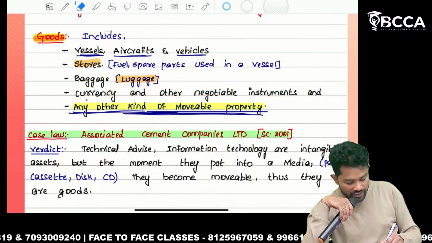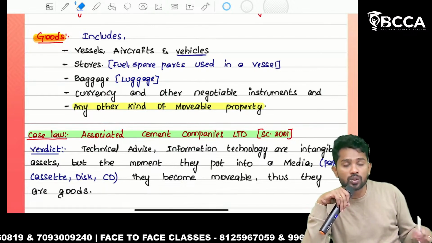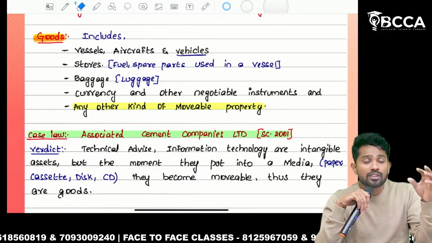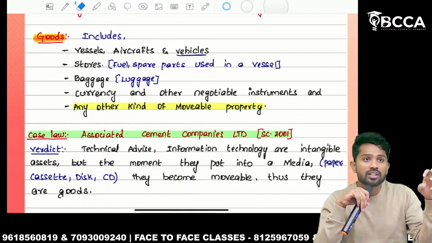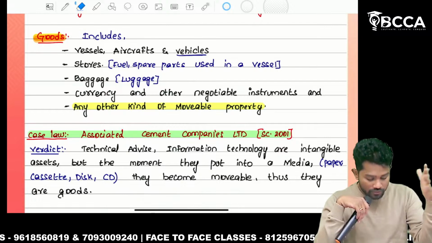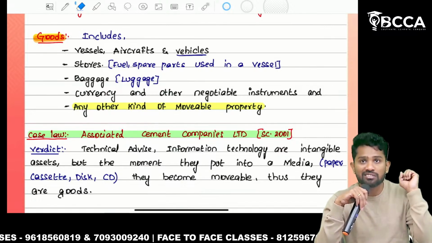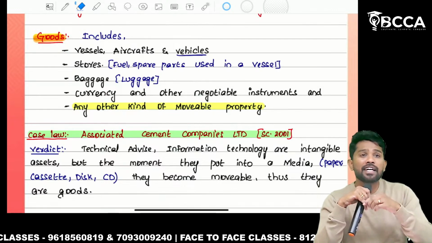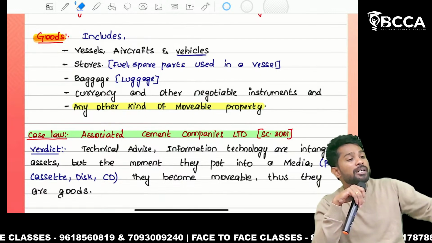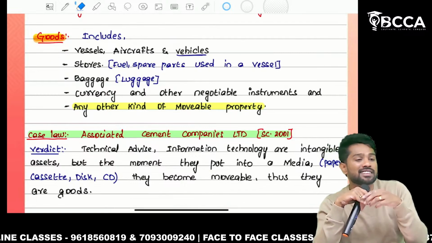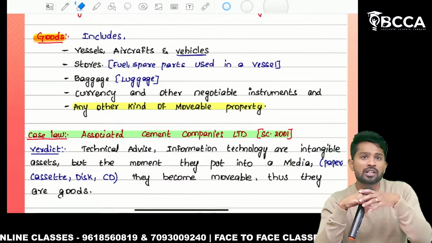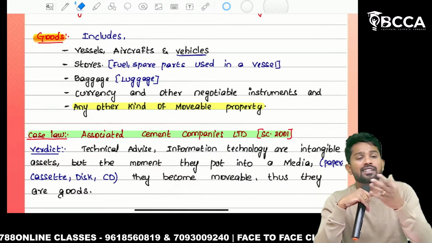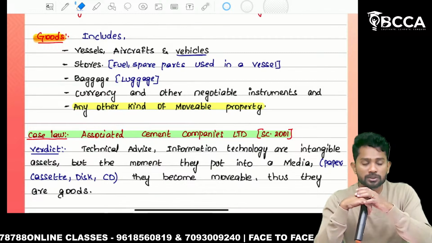Once again I am repeating, sir: goods include vessels, aircraft, and then stores. Stores means the consumables like fuel, spare parts used in a vessel. And then baggage. Baggage means the luggage which will be carried by a passenger along with him or without him also. If any luggage is being sent, that is called baggage. And then currency and other negotiable instruments are also goods.